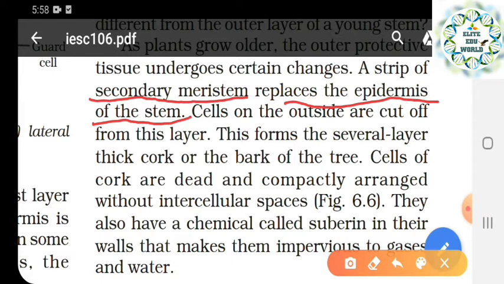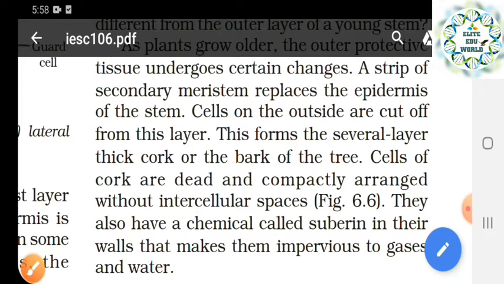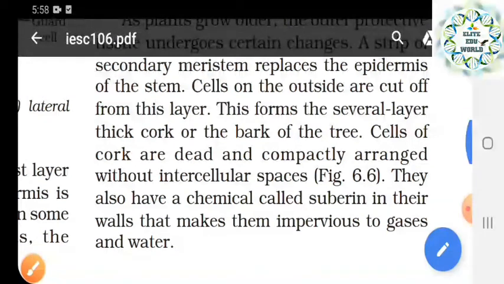Cells on the outside are cut off from the layer, forming several layers, and this is the thick cork of the bark of the tree. Here is how the bark of the tree is made: once the meristematic tissue has completed the growth of the plant, it is converted into permanent tissue, making layers and forming the bark of a tree.